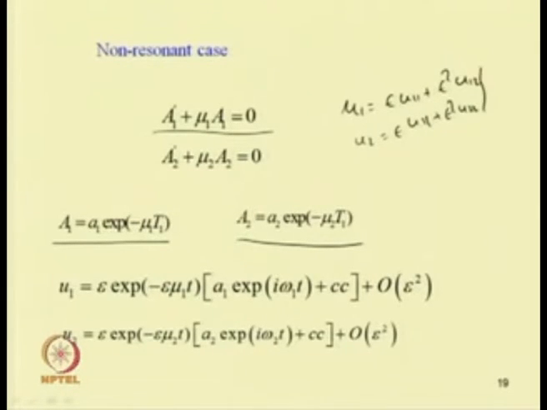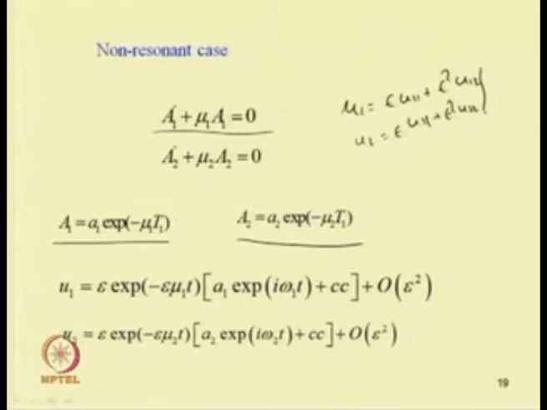So, by substituting this, we are taking only the first order, not the second order, that is, order of epsilon squared. We can write this u 1 equal to epsilon e to the power minus mu 1 t. As epsilon t equal to t 1, this minus mu 1 t 1 can be written as minus epsilon mu 1 t into a 1 e to the power I omega 1 t plus its complex conjugate.